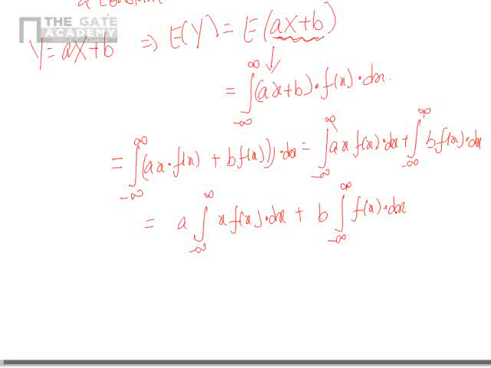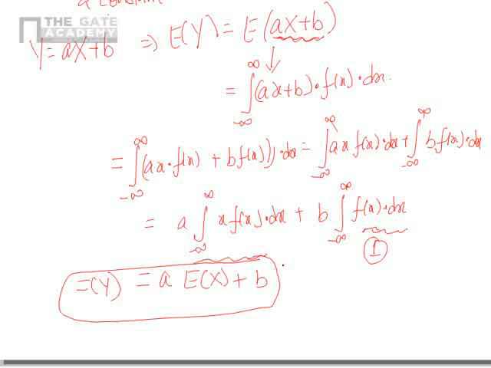So this is nothing but a times, what is this? It is E of x, plus b into integral minus infinity to infinity f of x dx, which will be 1 because f of x is a probability density function. So E of y is nothing but a E of x plus b. This is very important. If y is ax plus b, then E of y is nothing but a E of x plus b. Clear? Fine.